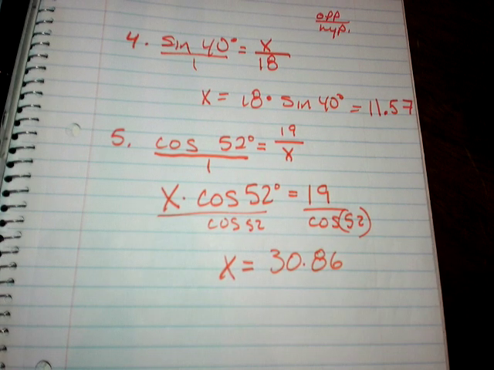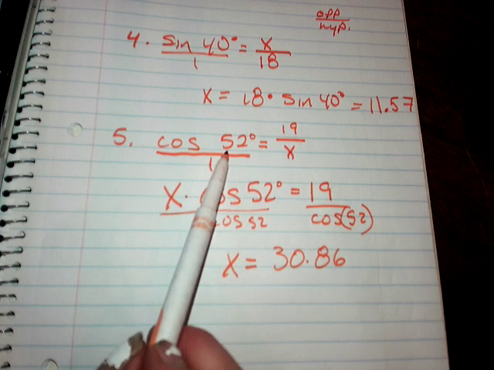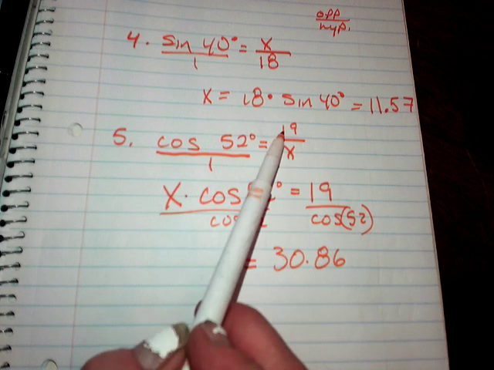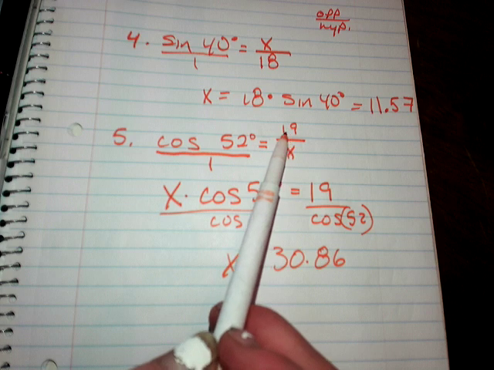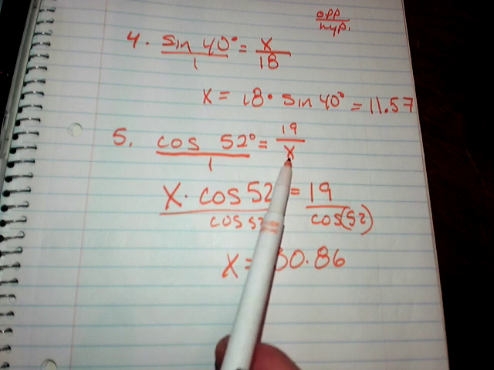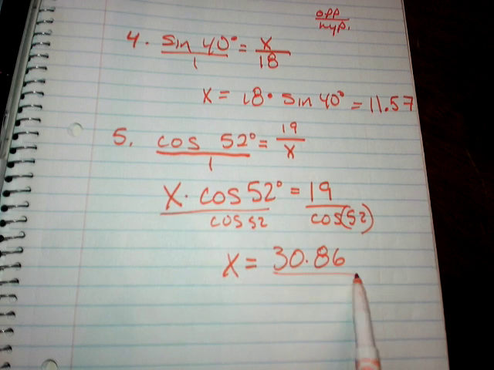And we know how long the hypotenuse would be because the cosine of a 52-degree angle is, think about what that means, the adjacent side divided by the hypotenuse. So here we've got the hypotenuse.